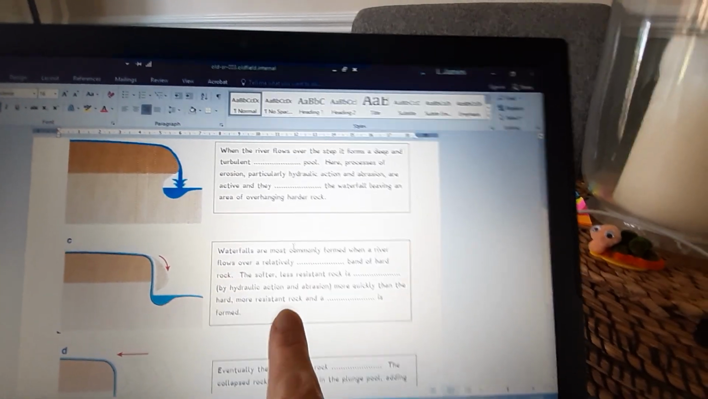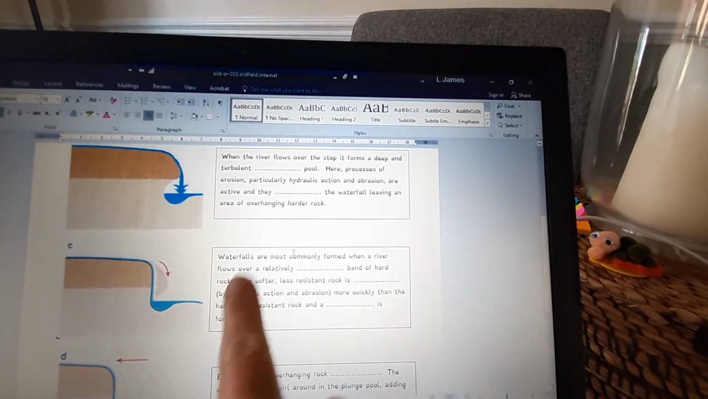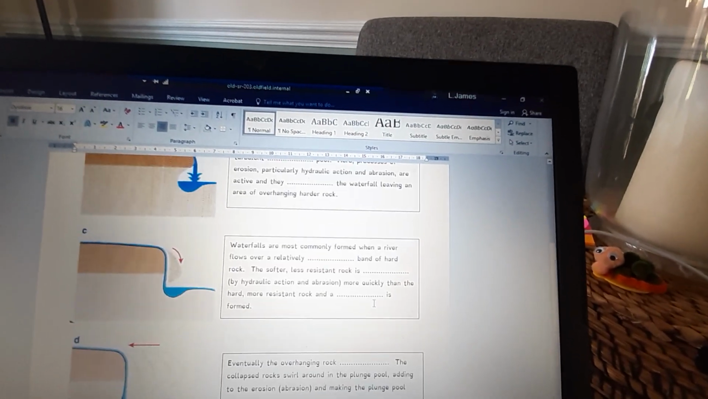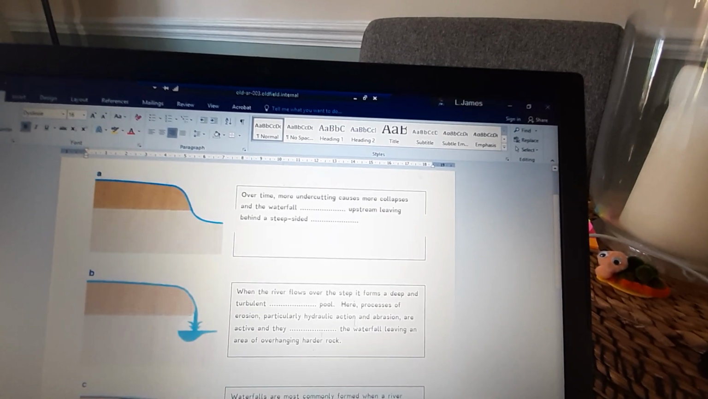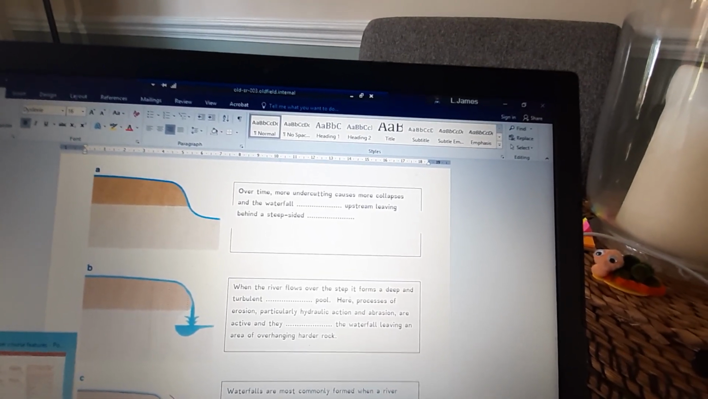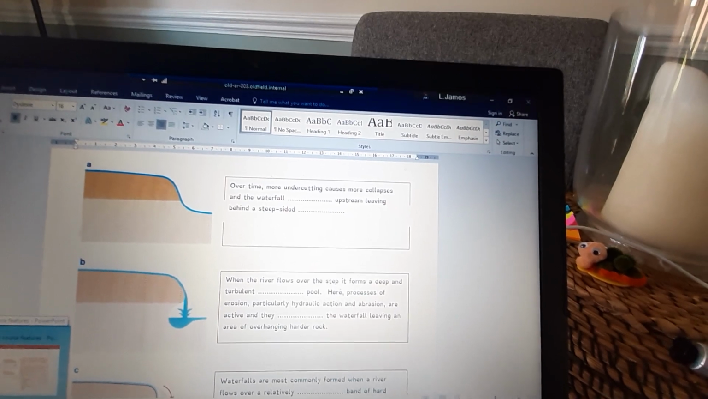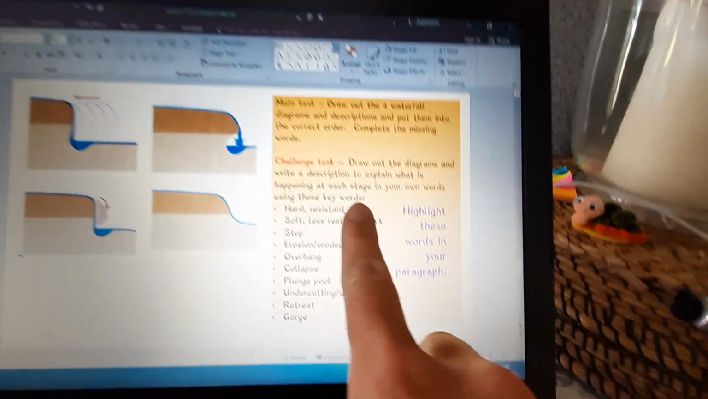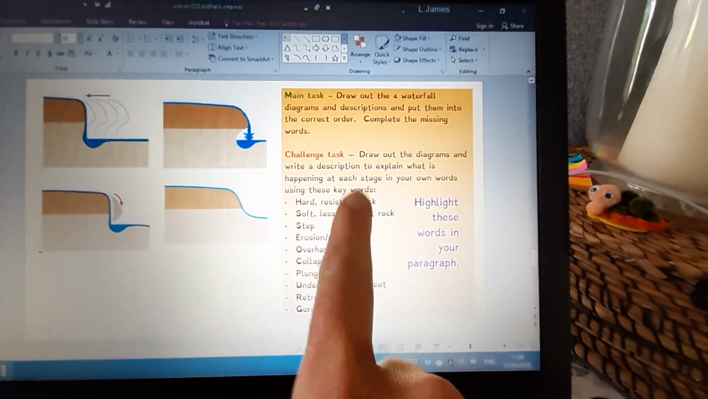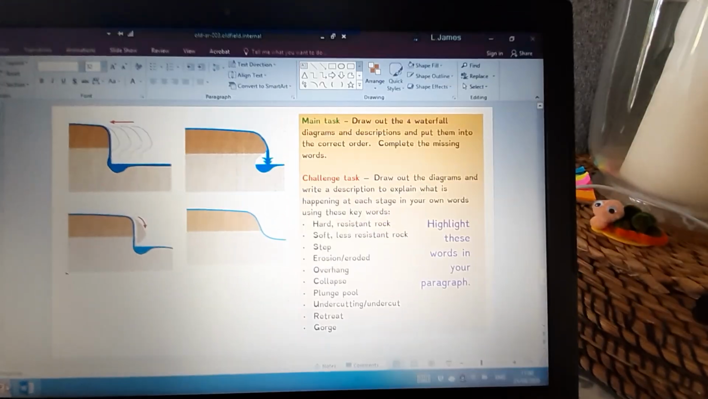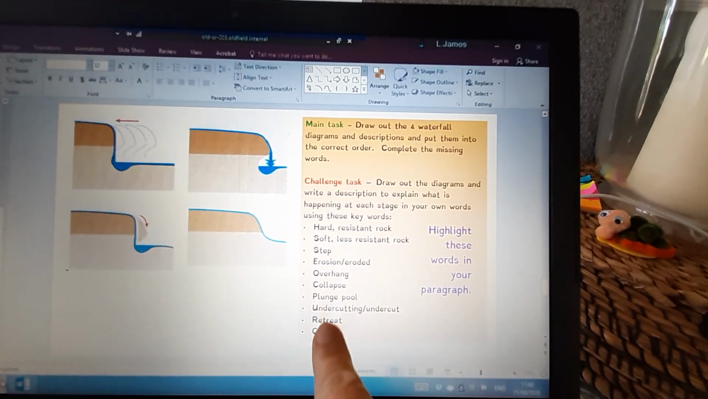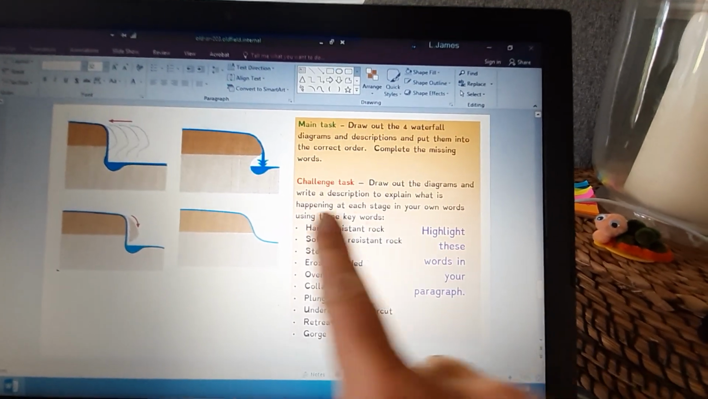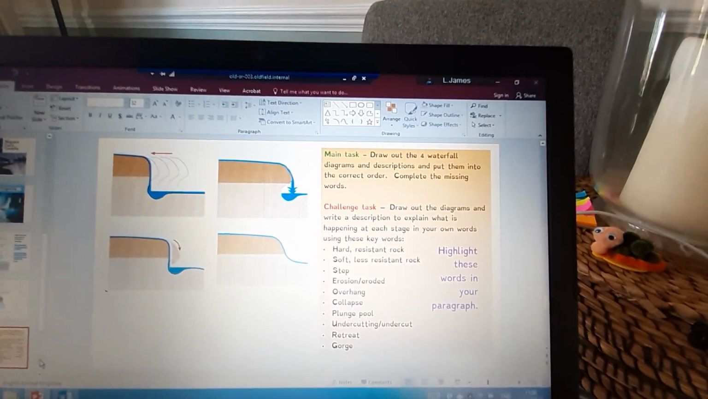Okay, I want you to write out, or you could print out this document if you've got a printer, but you can write out these and think about which words are going to go into these gaps to make those descriptions make sense. So draw the diagrams, write descriptions to explain what's happening. You can use these and fill in the missing words so that they make sense. A more challenging task is to draw out the diagrams and write the explanations in your own words. And here are some keywords that you need to try and use if you're doing it yourself. Okay, and you could highlight these in your descriptions as you're doing it.